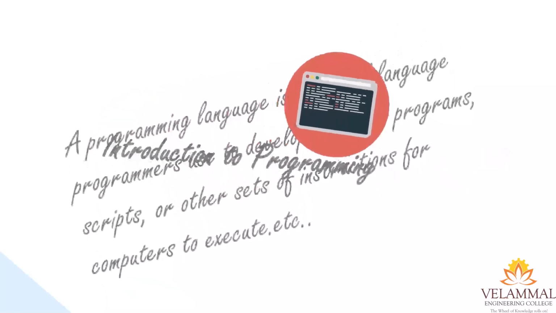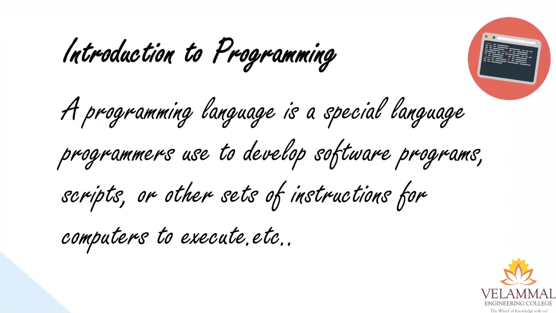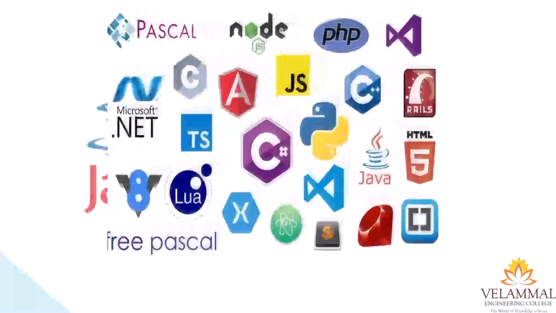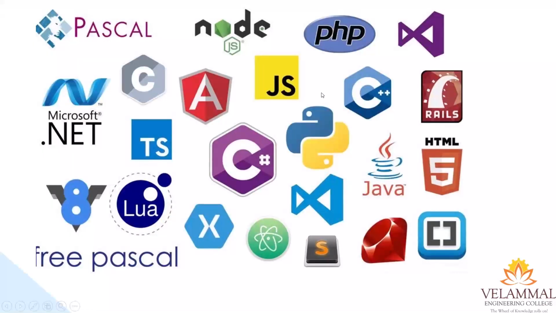A programming language is a special language used by programmers to develop software, scripts, and instructions for computers. There are several programming languages like Node.js, JavaScript, AngularJS, C, C++, C Sharp, Python, Java, HTML, Ruby, Ruby on Rails, Lua, Free Pascal, .NET, and a million others which we cannot comprehend into a single small picture. But we are going to be focusing only on Java.